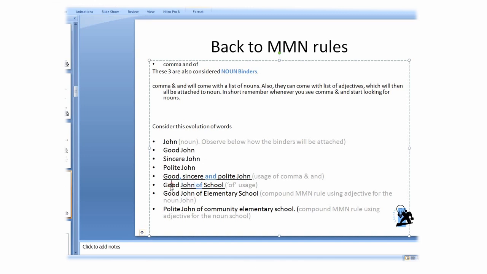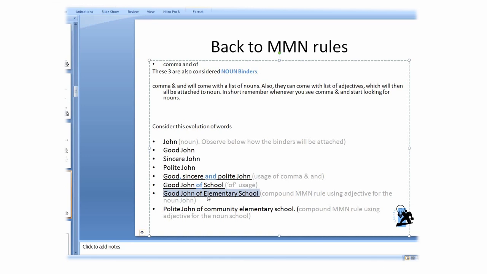But John did not come alone, John came with a binder, and good is bound with John. So what we'll do is we'll treat good John of school together. Everything is just one segment. This is basically noun of noun, but the noun also has a binder. Just as a binder came to John, a binder can come to school too. So I added elementary here. So good John of, now elementary school, that's another noun with a binder, but the rule of says that everything is a single segment. So I just don't see John there. I see a John who is a good boy and who is studying in an elementary school. Now all of this is just one piece of information to me, but it is detailed. It's detailed because of binders.